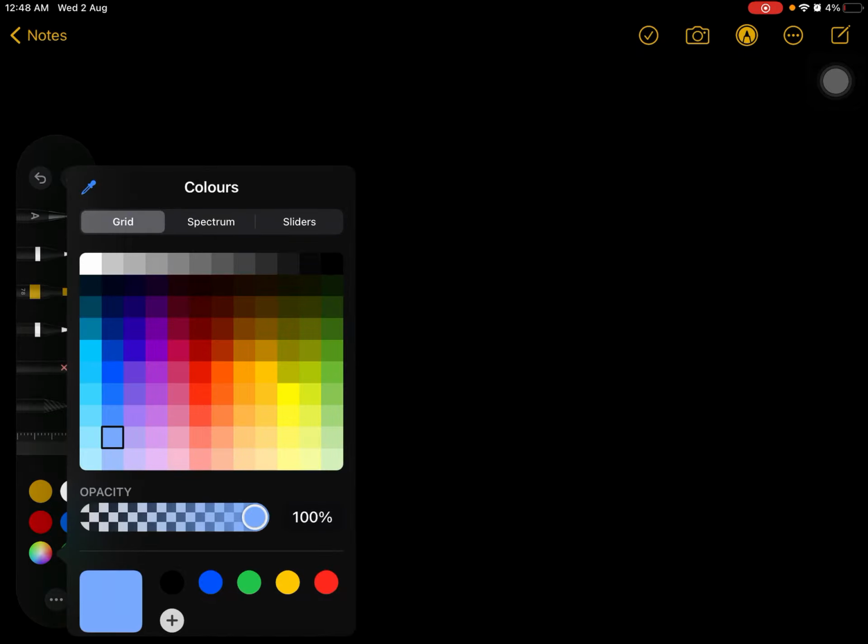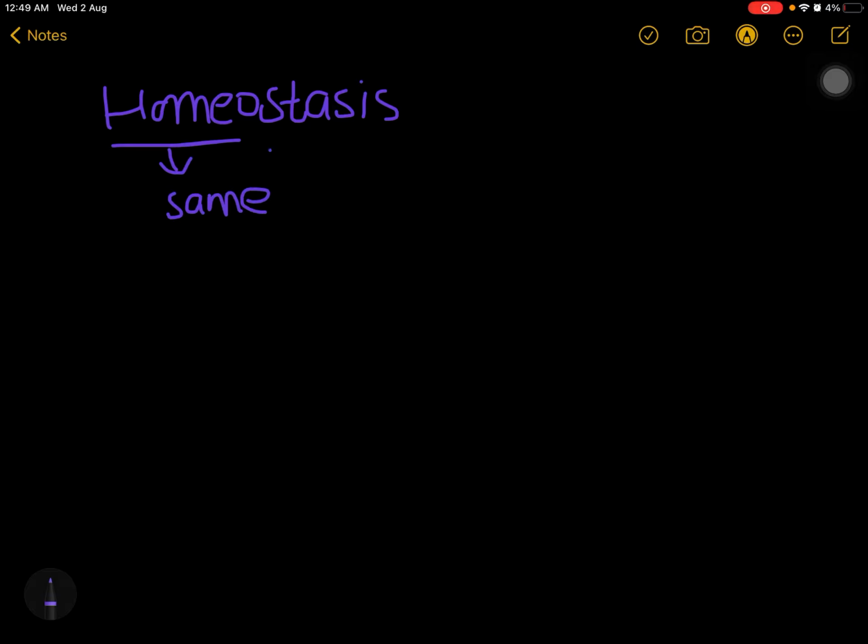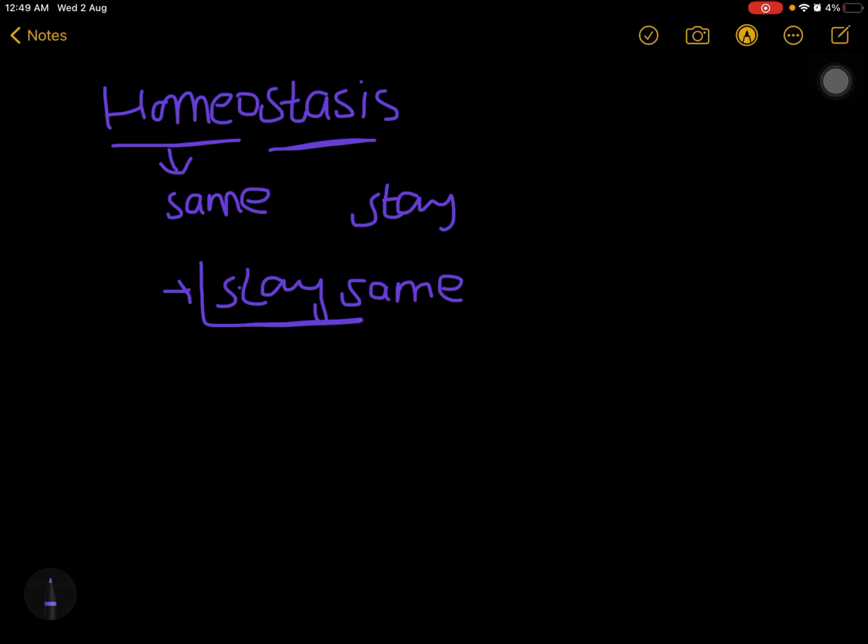So today we will discuss our new chapter of class 12, which is basically homeostasis. Homeostasis, right? So the word homeo means same and stasis means to stop or to stay, means to stay same, right? This is basically a Greek word.